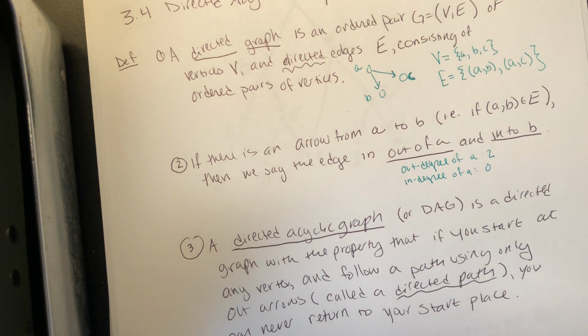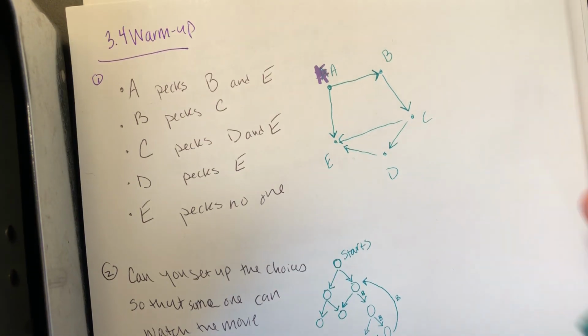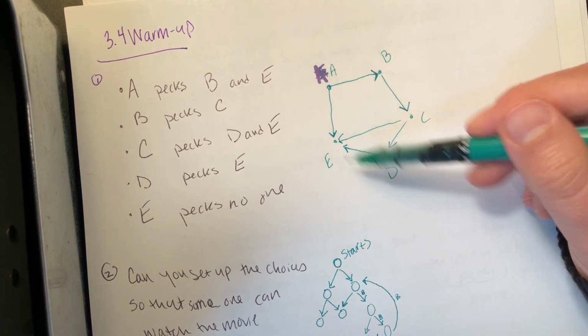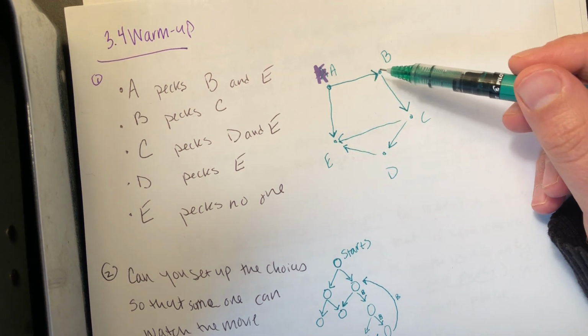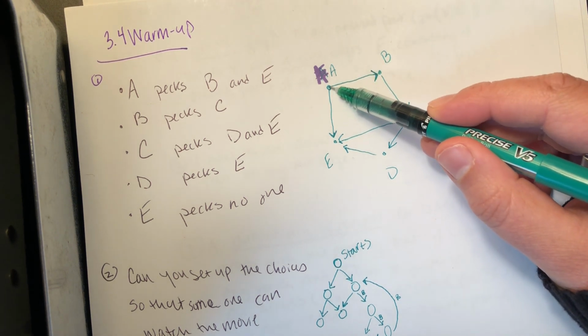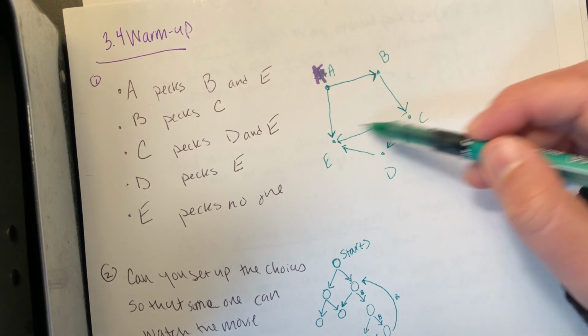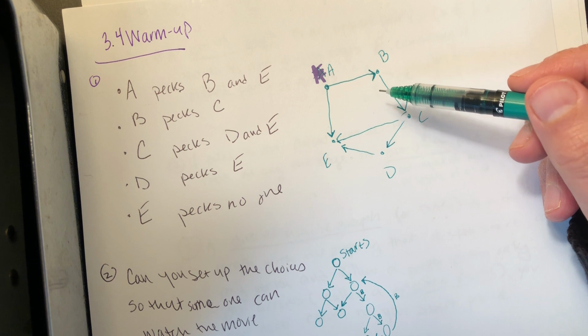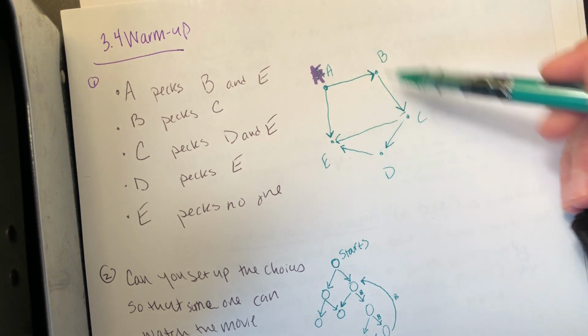But that chicken example from before is also a directed acyclic graph. Now, if you ignore the arrows, this graph clearly has cycles. It's not a tree. But it doesn't have any directed cycles, right? If you start at A and follow these arrows, you're never going to get back to A. If you did, you would have a real problem with authority in your chicken coop, right?